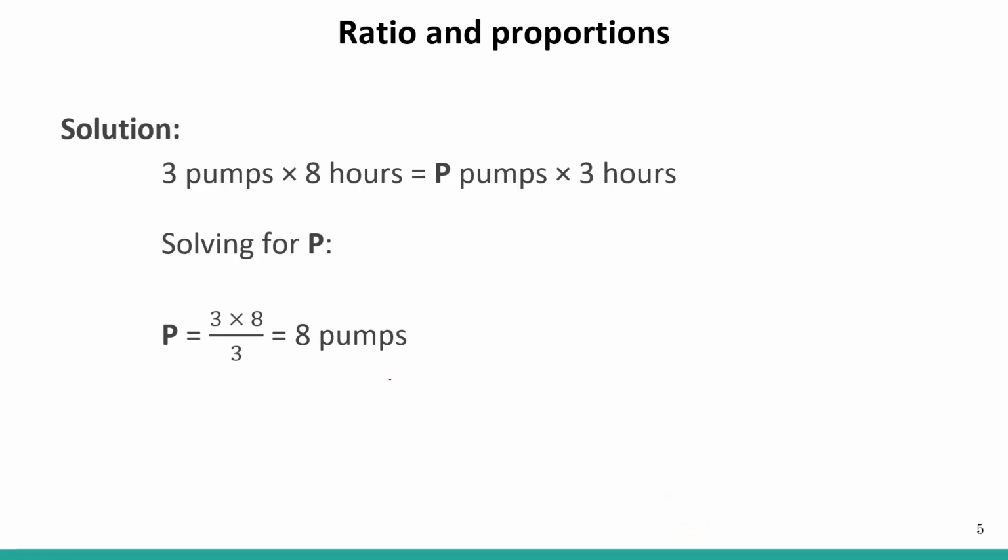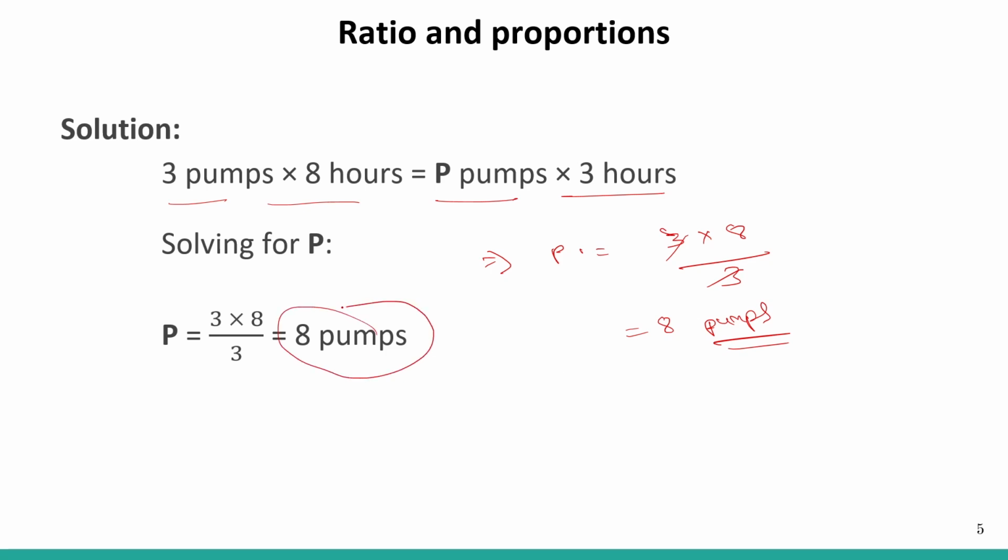So we have 3 pumps and 8 hours. What we have is 3 pumps into 8 hours is equal to P pumps into 3 hours. This implies that P is equal to 3 into 8 by 3. So 3 gets cancelled out, and we need 8 pumps.